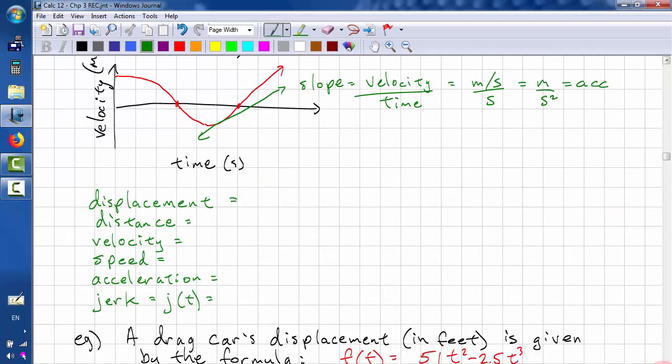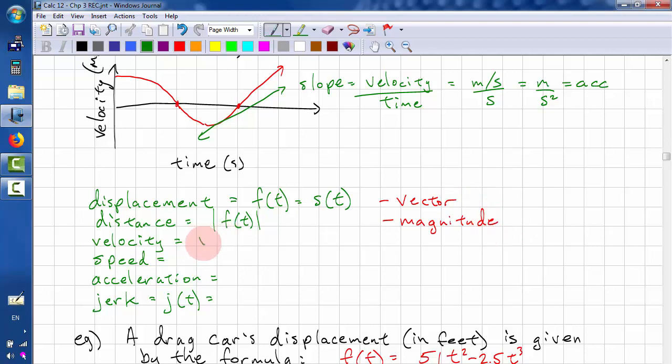So this gives us the following. Displacement would be our f of t. Sometimes this is called s of t. Our distance is actually the absolute value of f of t. Note that this is a vector. This is a magnitude. So a vector has direction, a magnitude does not have direction.